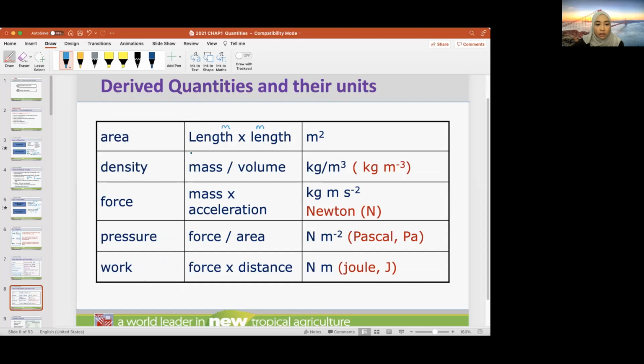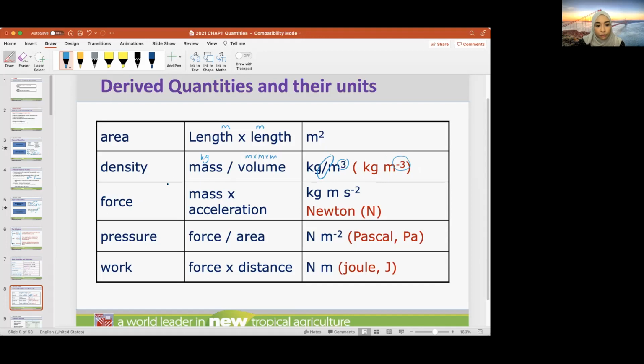Density, mass over volume, kg. Volume is meter times meter times meter because it's length times length times length. So you get kilogram over meter cubed. Or you can also write it like this, kilogram meter to the power of -3. It's the same thing, okay? When you have the division sign, it is positive. When you don't have that division sign, it should be negative, sorry, it should be -3. Maybe some people have forgotten, so I'm just recapping this for you.